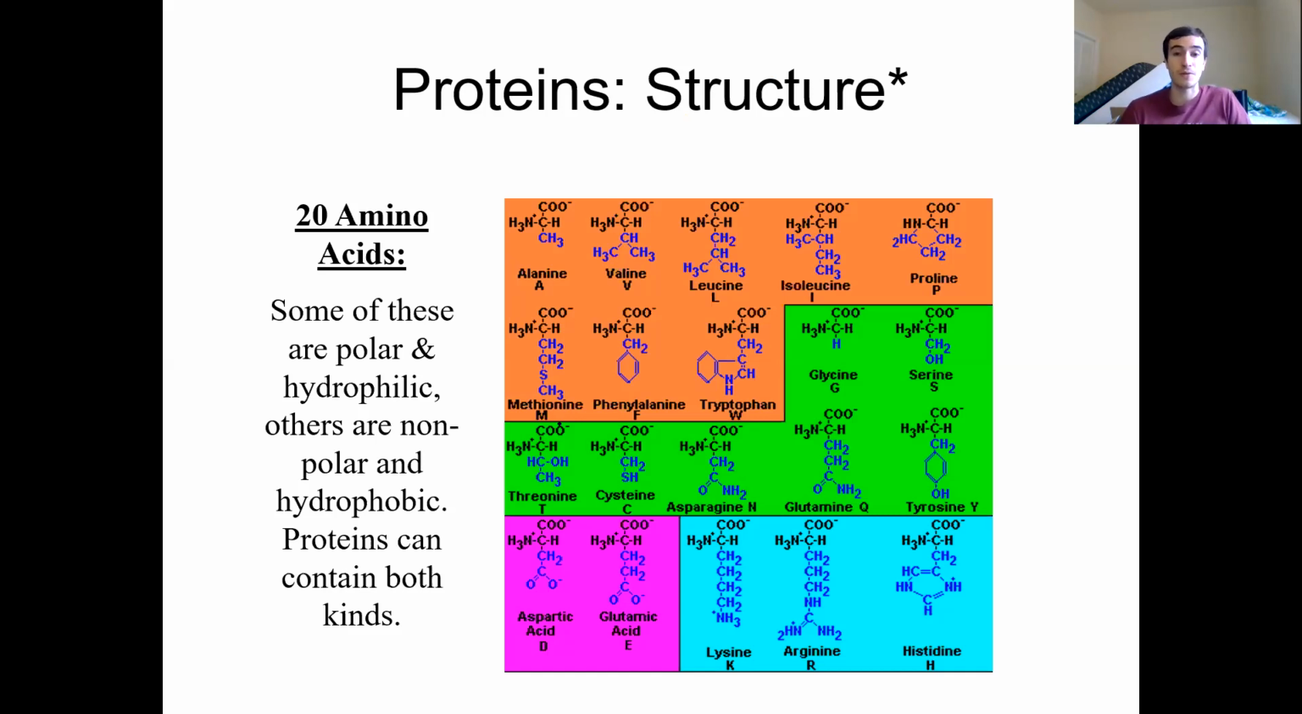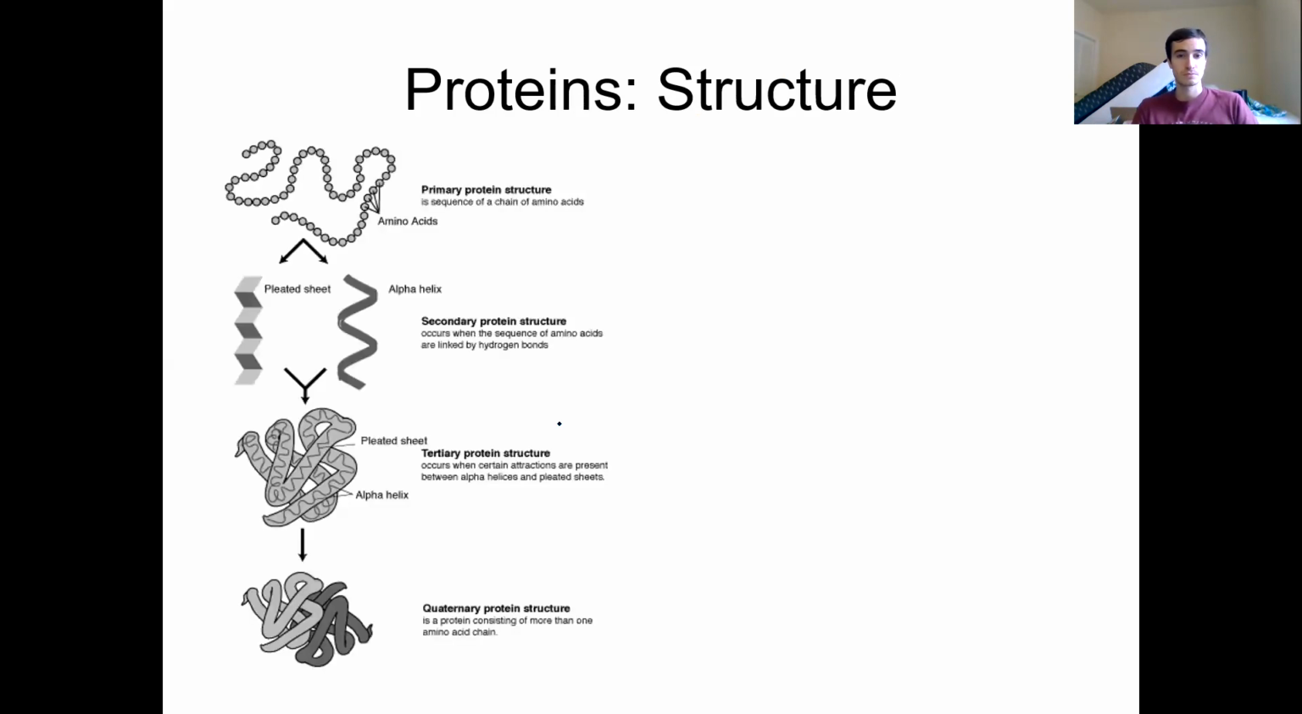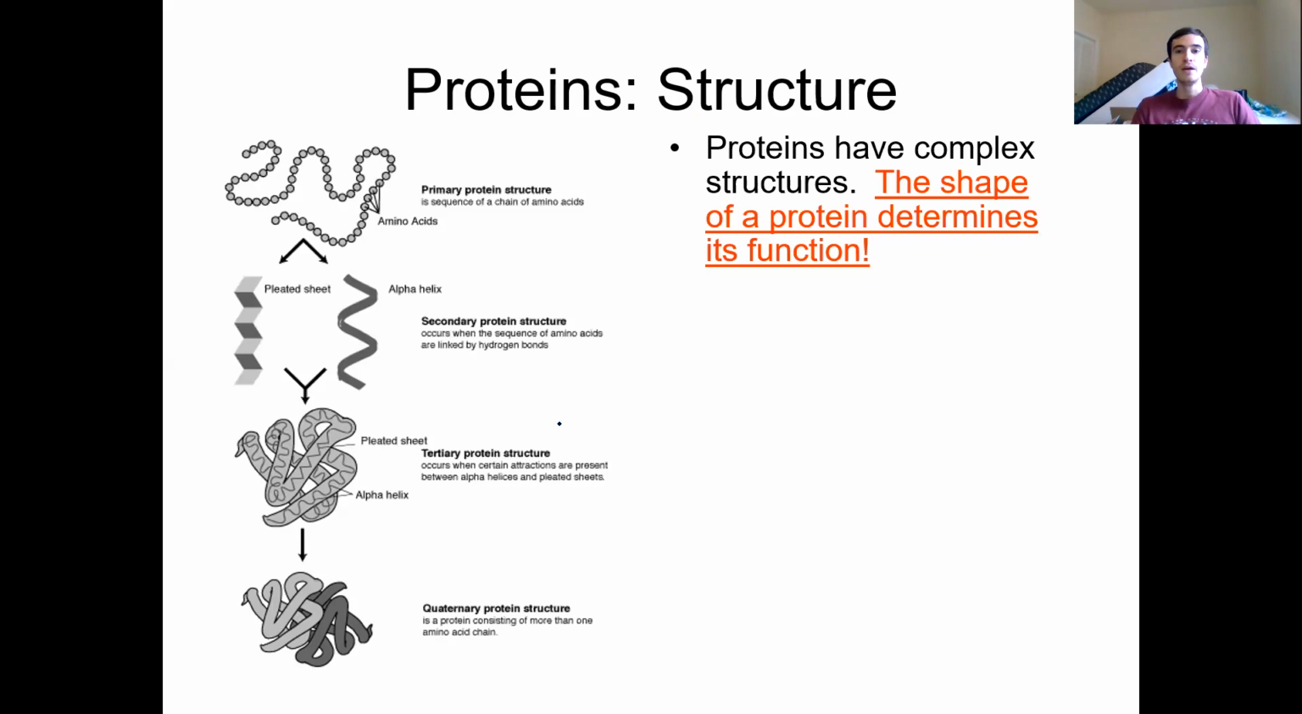But all these different amino acids, we can put them together in all sorts of different combinations and make thousands and thousands of different proteins. So depending on the types of amino acids that we put together, and depending on how the protein gets folded up, this will determine what the protein does. So the shape of a protein determines what kind of role that protein is going to play in the cell.